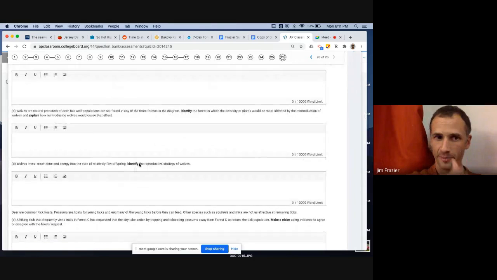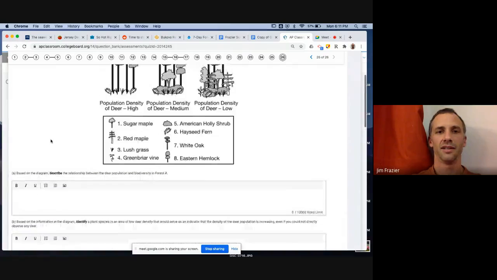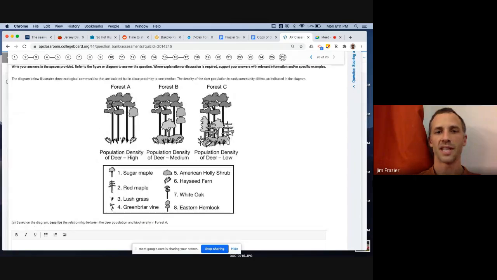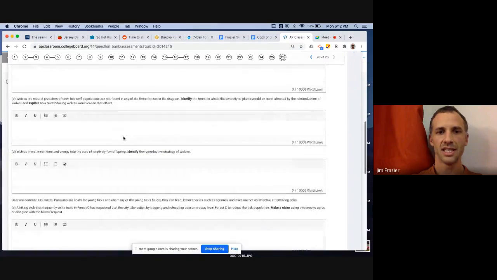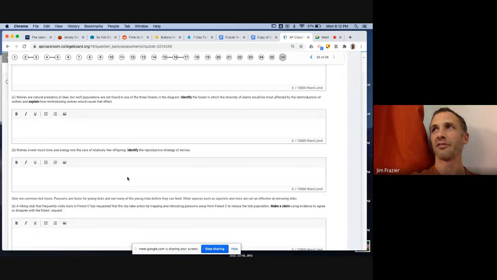For part C, many people got this one correct. The forest that would be most affected would be Forest A, where you would see an increase in biodiversity as deer populations decreased. For part D, this was kind of a freebie.